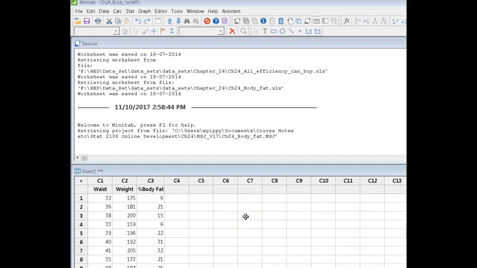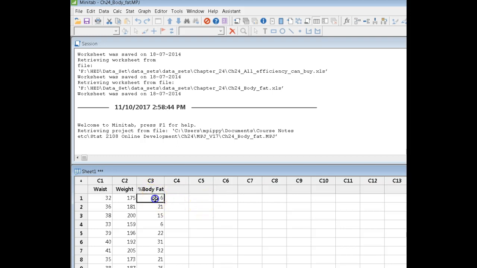In this video, I'm going to try and synthesize what we've done in Chapter 7, part of what we've done in Chapter 8, and a fair bit of what we've done in Chapter 24. Chapter 24 is all about using a regression model to make inferences about populations.